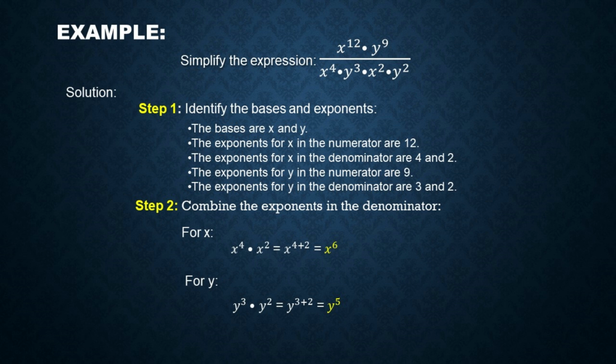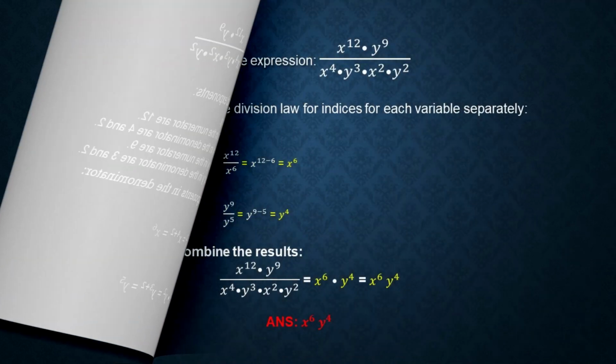Step 2. Combine the exponents in the denominator. To combine the exponents in the denominator, we will use the multiplication law for indices, wherein we will add the exponents for the same bases.